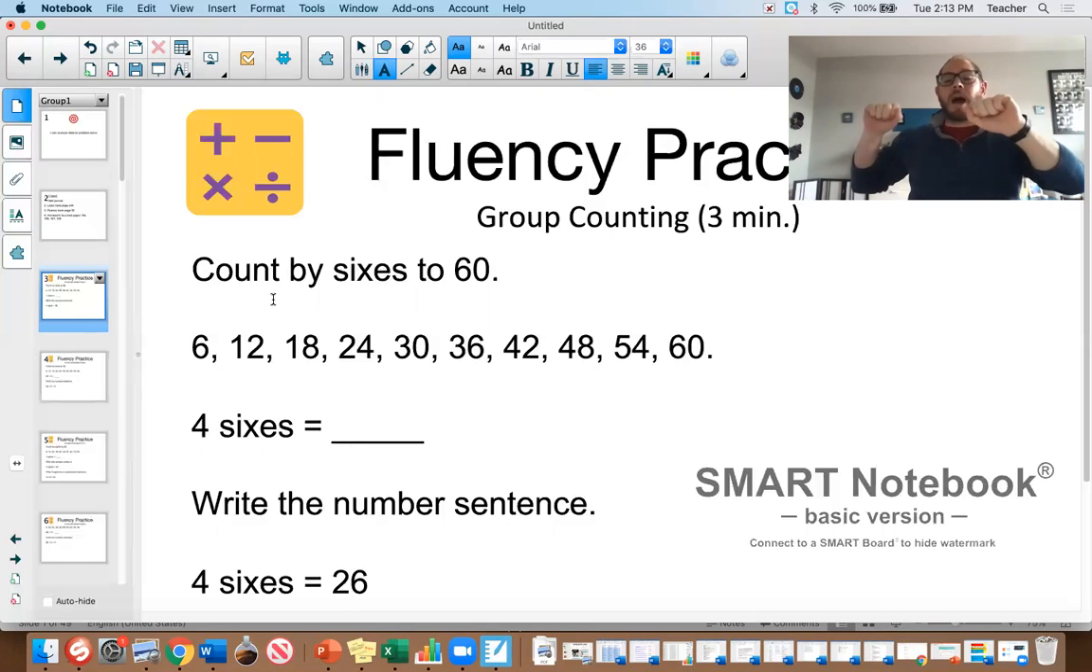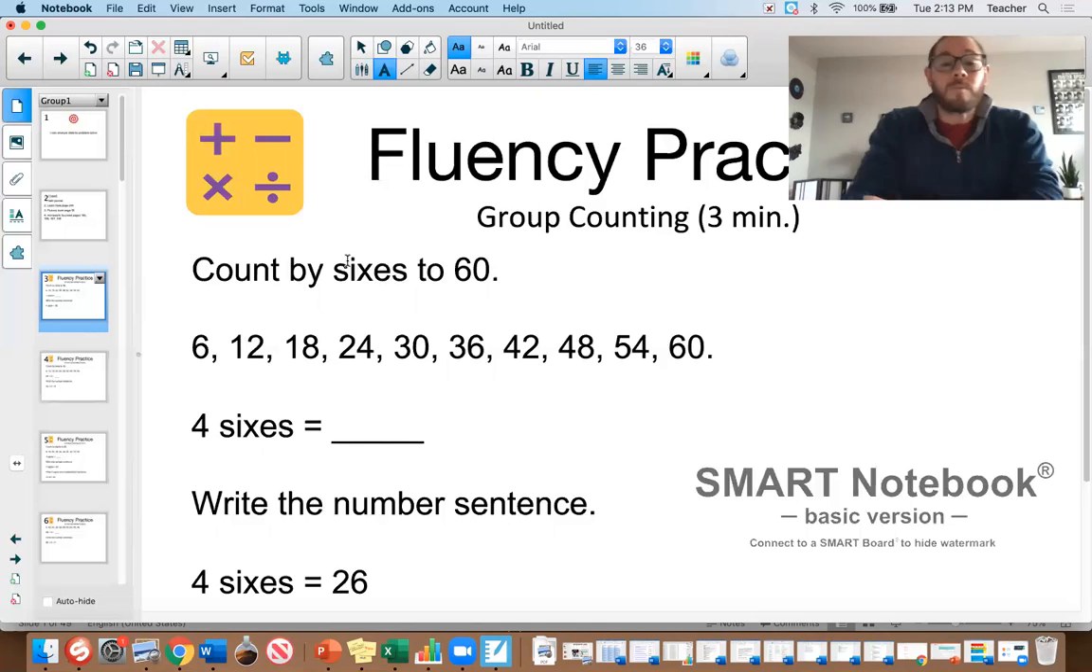Let's do it one more time. Get ready, starting at 0. 0, 6, 12, 18, 24, 30, 36, 42, 48, 54, 60. Make sure you're counting along with me. And starting at 60, 60, 54, 48, 42, 36, 30, 24, 18, 12, 6, 0.